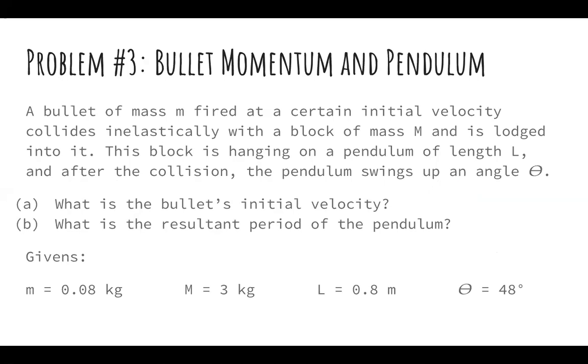So we have a given mass of 0.08 kilograms for the bullet, 3 kilograms for the block, 0.8 meters for the length, and 48 degrees for theta. I will draw this out on the whiteboard so you can picture it a little better.